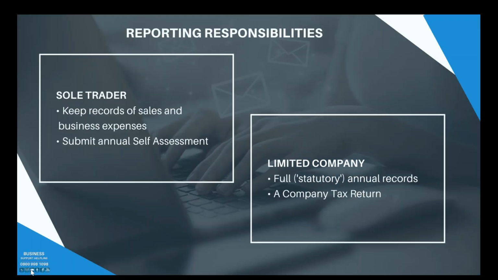The complexity of reporting is vastly different for each structure. So as a sole trader, you will need to keep records of your business sales and expenses, such as receipts and invoices. Ideally, you should do this monthly. You don't have to submit these, but they must be kept for 5 years for auditing purposes. Expenses must be wholly attributed to the business.